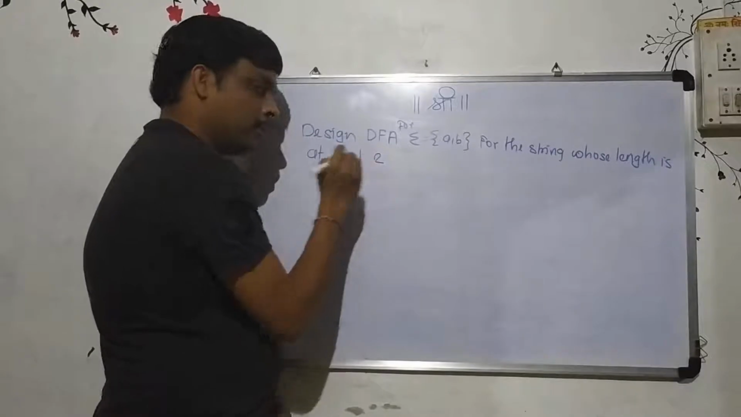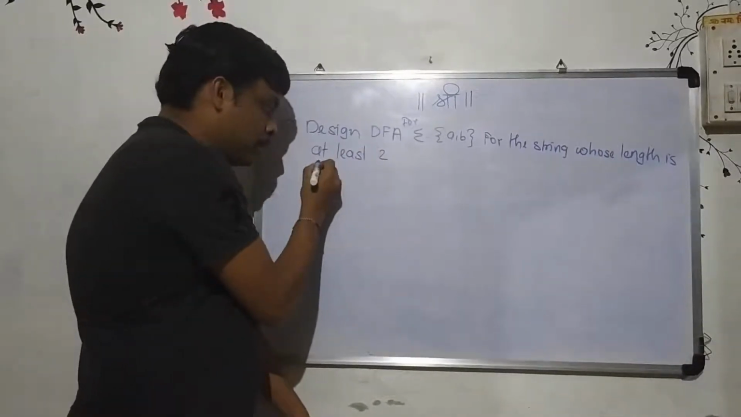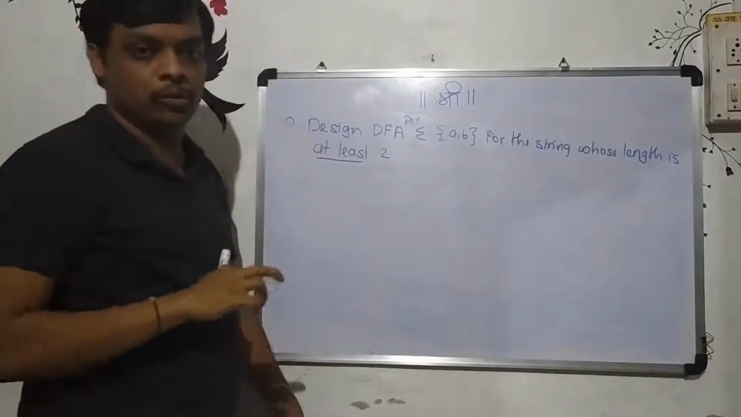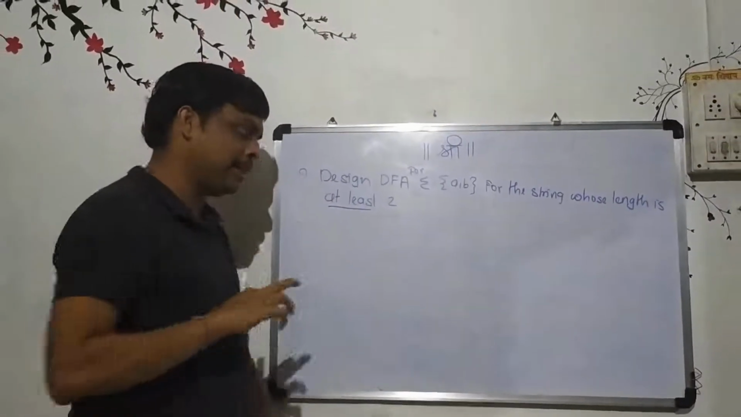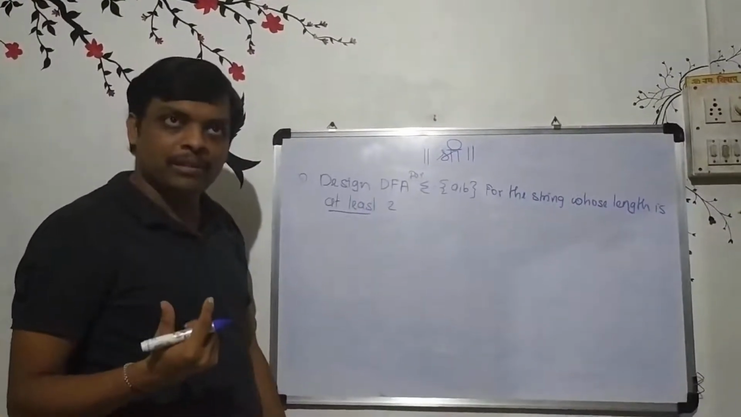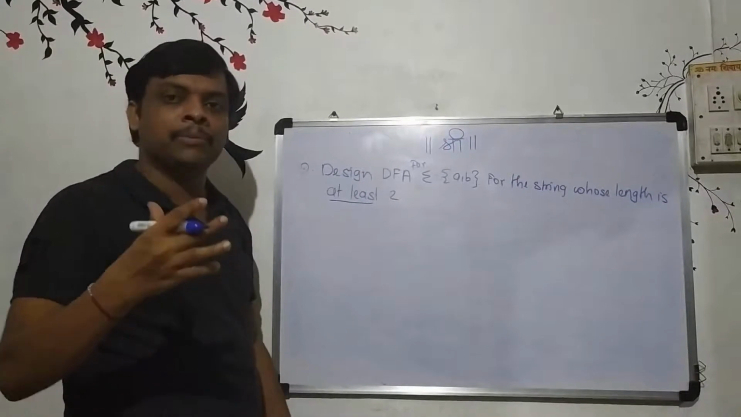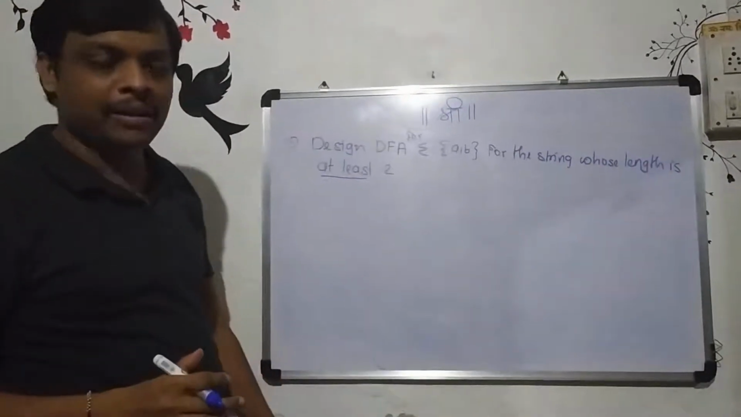In my previous problem, which example we discussed, there was the keyword exactly 2. Now I am changing that keyword. Instead of exactly, now I am taking at least 2. At least 2 means minimum 2. Maximum it can be anything.